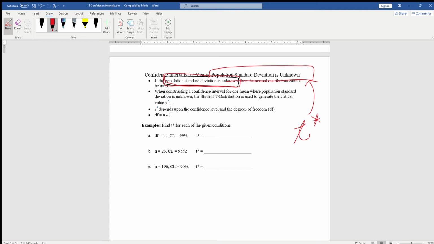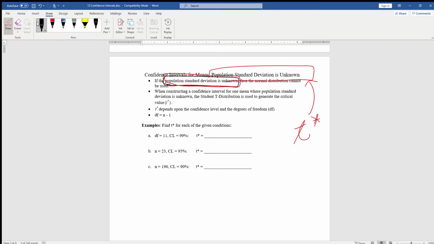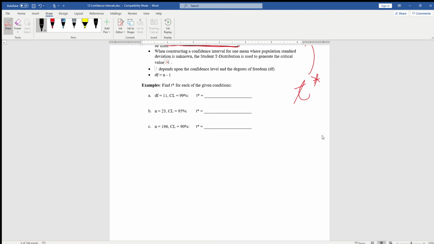Okay, now I'm going to show you how to compute the t-critical values. I want you to have that chart out that we just discussed, and I want to make sure you can all read that. One of the first things we want to do is make sure that we can look at the t-distribution. For letter A, we have degrees of freedom is 11 and the confidence level is 99%.